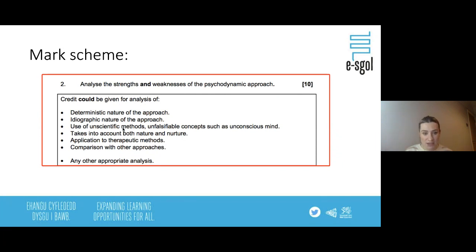Unscientific, takes into account nature and nurture, application, so that's successful application, okay, and then comparison with other approaches. They are all things that examiners are looking for in a question, okay. Obviously it says any other appropriate analysis, and there may be other things that you are able to discuss well in your answer, but that list of terminology is always in the mark scheme. So that's definitely something that I would make sure that you're confident with, okay.